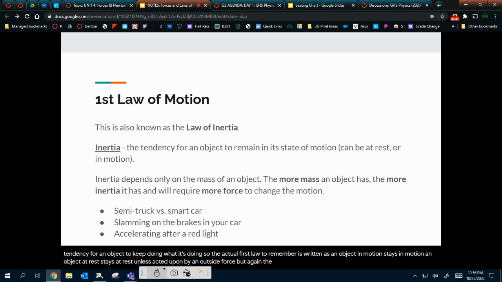But again, the more mass an object has, the more inertia it has, the more likely it is to keep doing what it's doing. And so here, this gives us different scenarios, like a semi-truck versus a smart car and stuff like that. Obviously, the object with more inertia is going to be the object that's going to be harder to move.